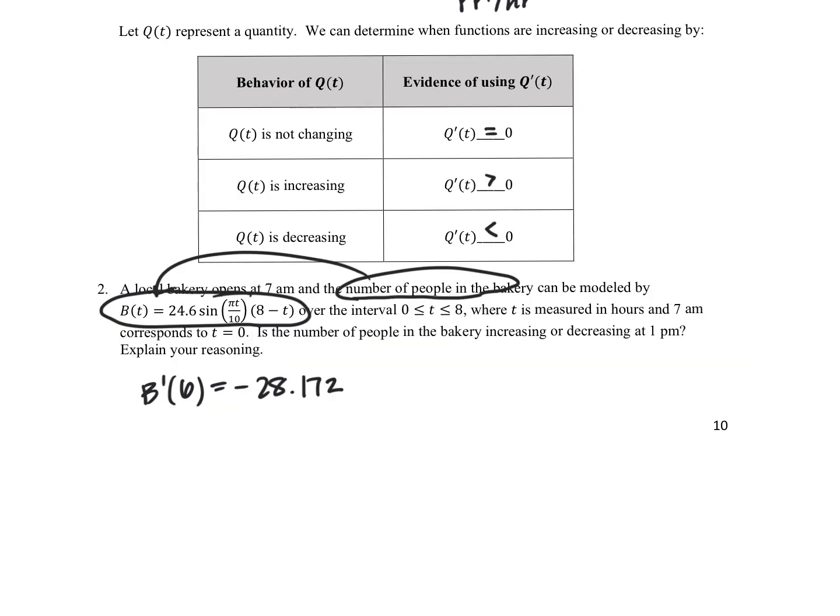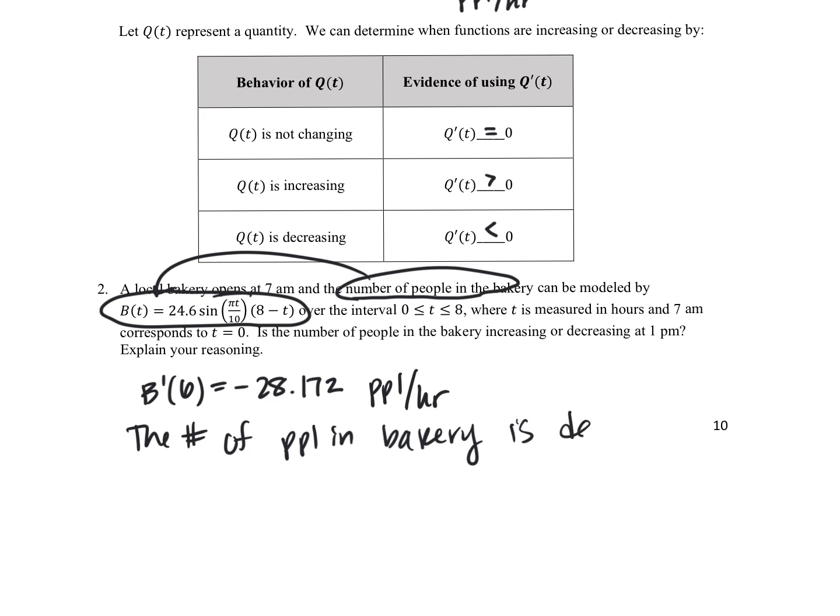Let's talk units real fast. It didn't ask it. Let's just put it though. If this was people in the bakery over time, and the time is hours, what would this rate be? People per hour. But would we say, again, I'm using the words that they write right there, the number of people in the bakery is increasing or decreasing? Decrease. Yeah, because that was a negative.